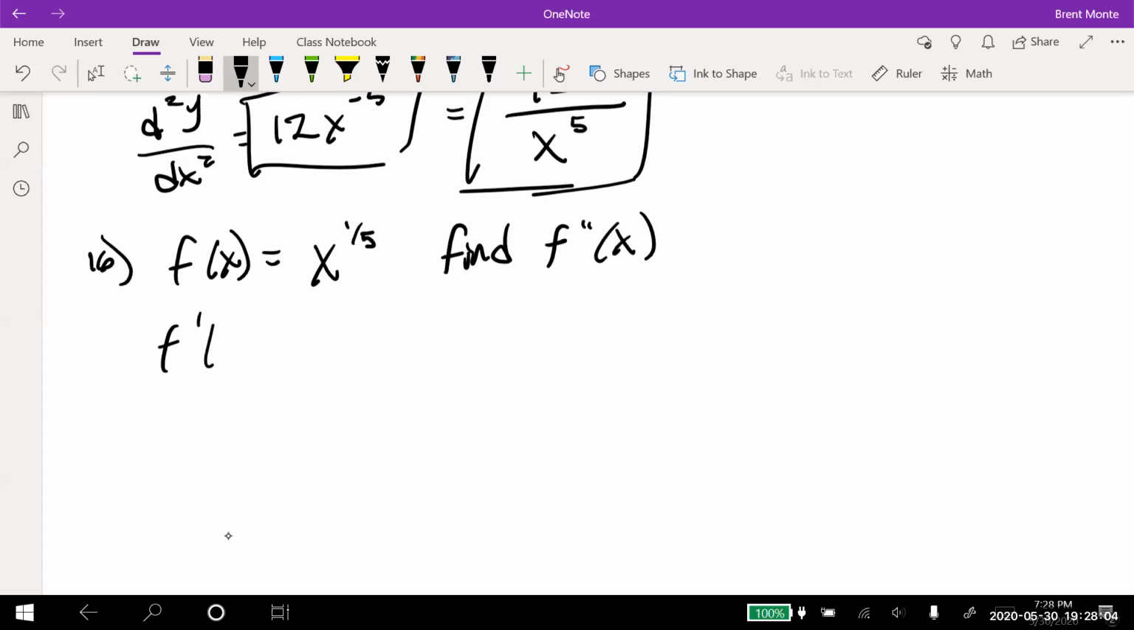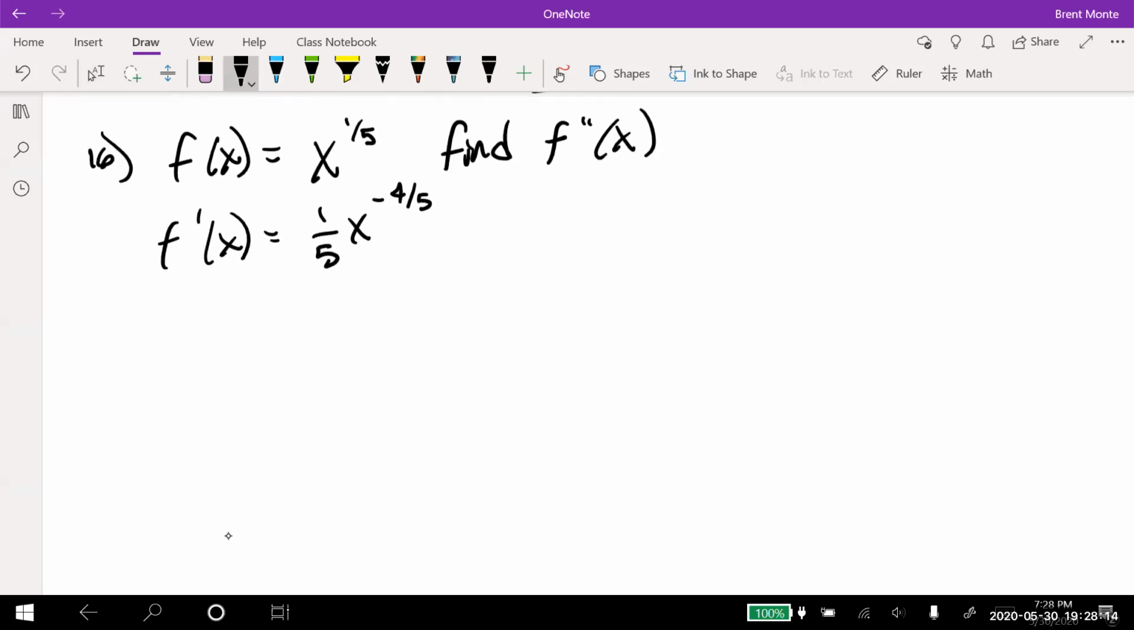Well, f prime of x is 1/5 x, and 1/5 minus 1 is negative 4/5. There's my first derivative. And so my second derivative, negative 4/5 times 1/5 is negative 4/25. X to the, and then negative 4/5 minus 1, or negative 4/5 minus 5/5 is negative 9/5. And I'm done.